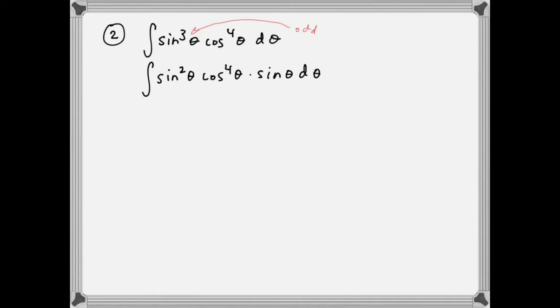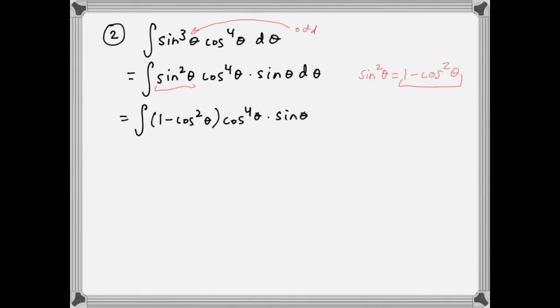Next, we need to convert all the sines to cosines using the identity, right? So remember, sine squared theta is equal to 1 minus cosine squared theta. So that means I could take this and replace this with that, right? And so I get the integral of 1 minus cosine squared theta times cosine to the fourth theta times sine theta d theta. Now, you might wonder, do I just multiply the cosine through now? I would say no, right? Because that's more writing than necessary. I think it's better to use your u substitution now.